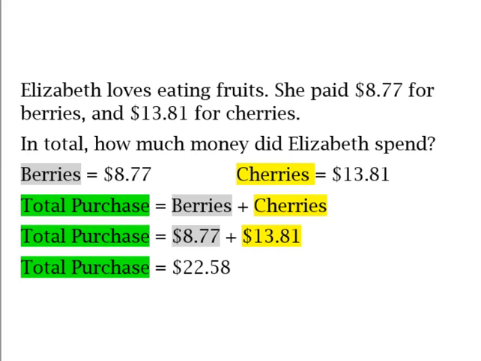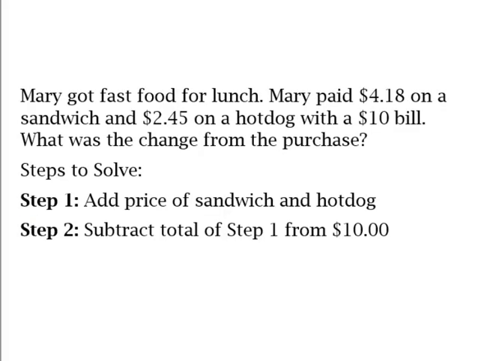Now let's go over a review of a little more challenging problem. Not only are we going to add the values, we're going to do something else to it. So we need to know how much change we will have. Let's look at the problem. Mary got fast food for lunch. Mary paid $4.18 on a sandwich and $2.45 on a hot dog with a $10 bill. What was the change from the purchase?